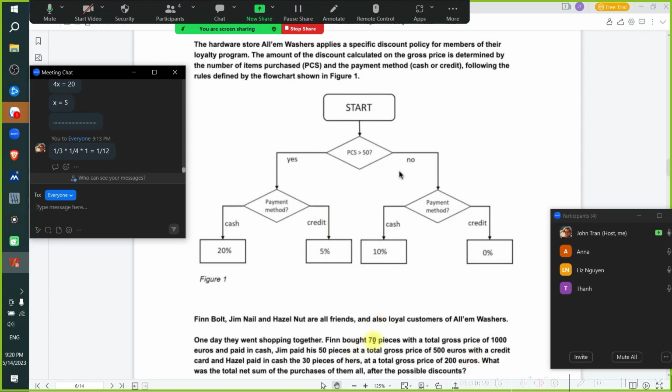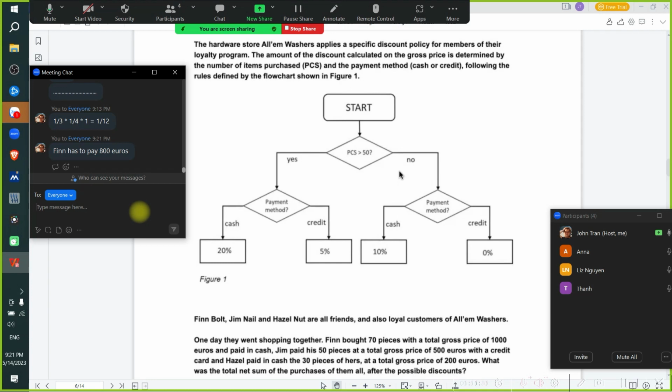Like what do they have to pay all together after all the possible discounts? So let's say Finn bought 70 pieces. So he goes to the left, yes. Payment method is cash, so he gets 20%, right? Finn sẽ được 20% giảm giá đúng không mọi người? Yeah. So Finn has 20% off, which means he has to pay 800 euro only.